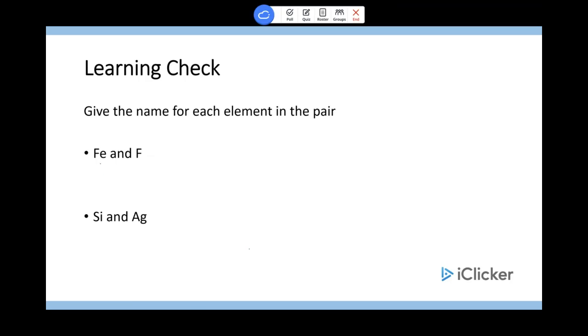Fe is element iron, so this is one that does not align with the English name. So that's one to remember. That's iron. F is fluorine. And then Si is silicon. That one aligns with the English name. And then Ag is silver, which does not. Silver and gold will start with A. Silver is Ag, gold is Au. Silicon is Si, and then fluorine and iron.